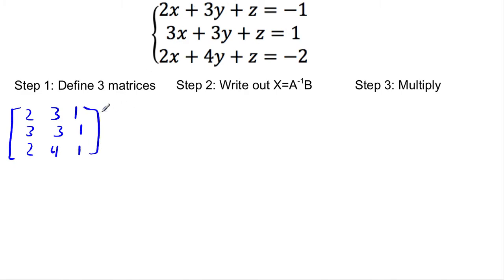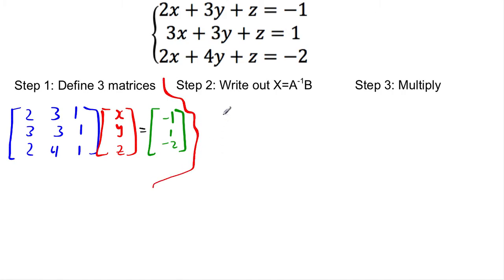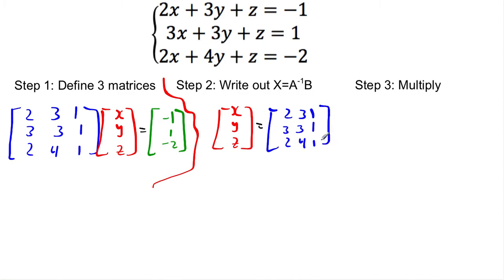And we're going to multiply this by our matrix of variables, which in this case is x, y, and z. And this is going to equal our matrix of constants. So negative 1, 1, negative 2. So actually, when we have our new equation, it's going to be x, y, z is equal to the inverse of that matrix, so that's to the negative first, times negative 1, 1, negative 2.